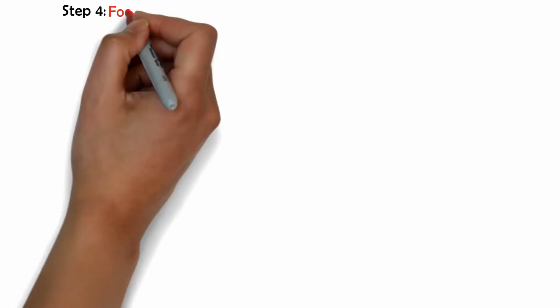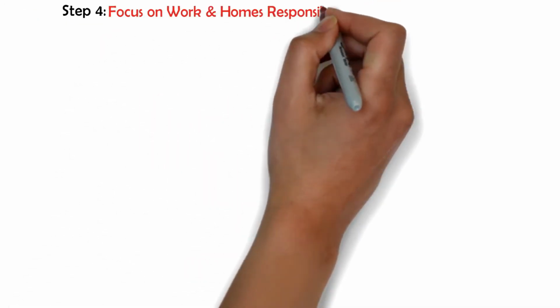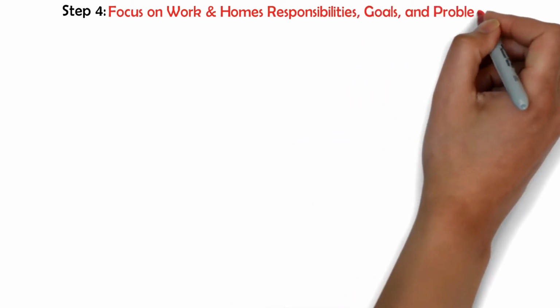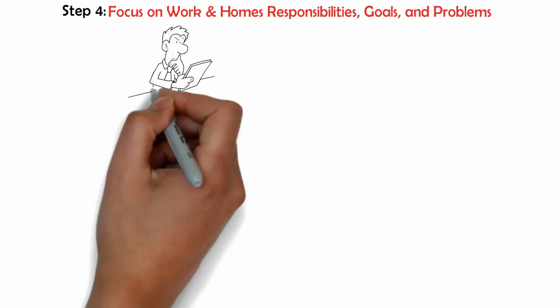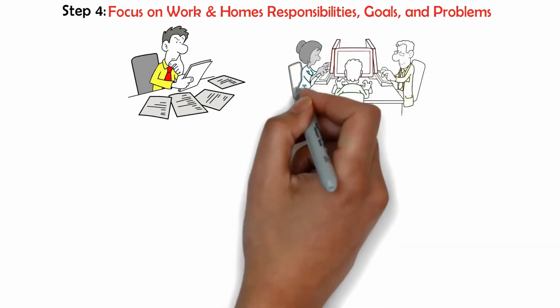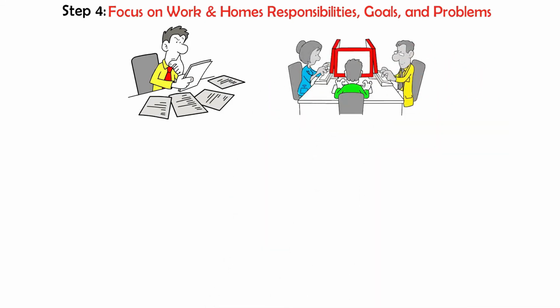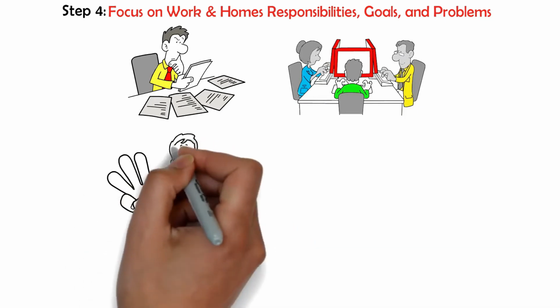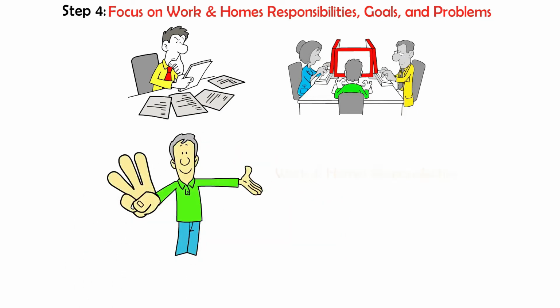Step number 4. Focus on work and home responsibilities, goals, and problems. Let's take an in-depth look at the story you just created. Take out the most relevant sections for your sales team moving forward. This relevant info should fall into 3 categories: work and home responsibilities, goals, and problems.